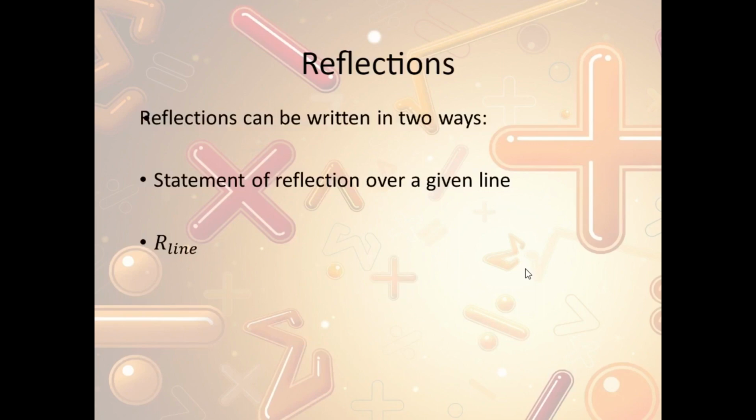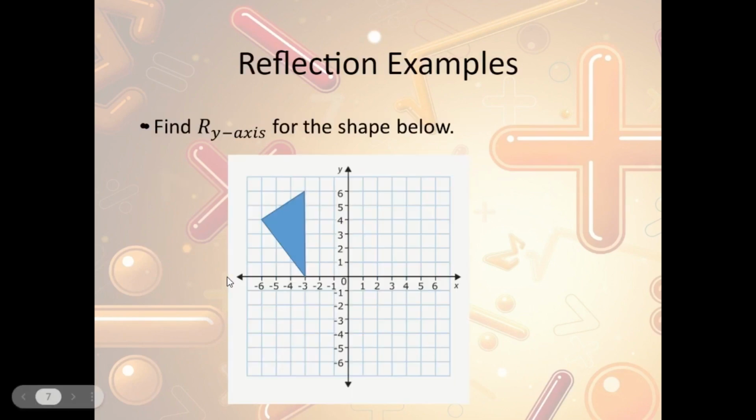Reflections can be written in 2 ways. So we could write it as a statement. I could say, hey, we're reflecting this over the y-axis. Or it could look like this with the r, and then below that, it's going to say the equation for the line that we're reflecting over. So for instance, we have r y-axis. So that means we're going to reflect it over the y-axis.